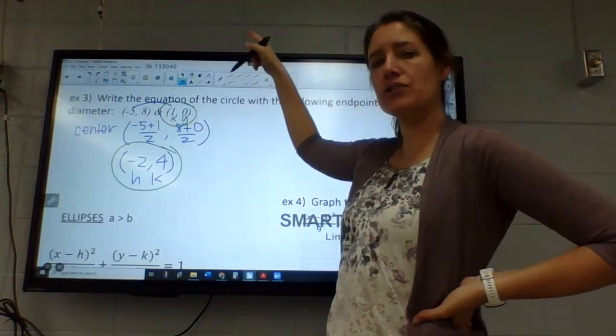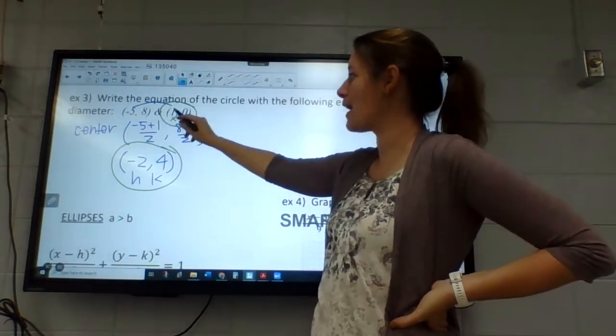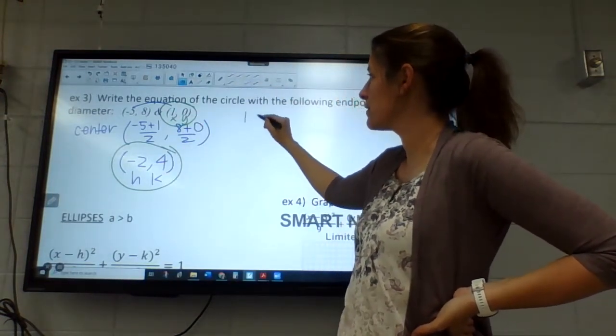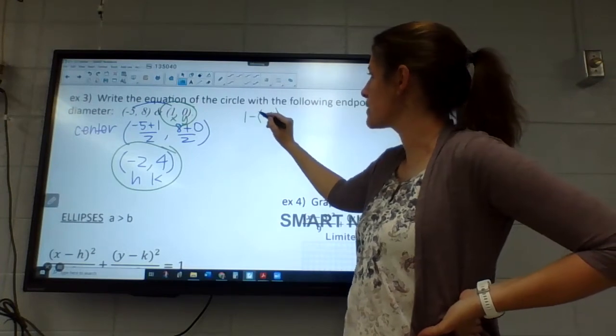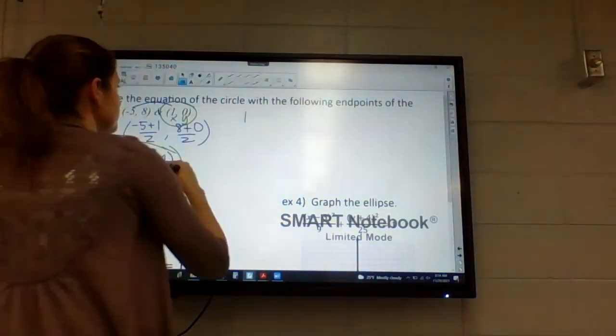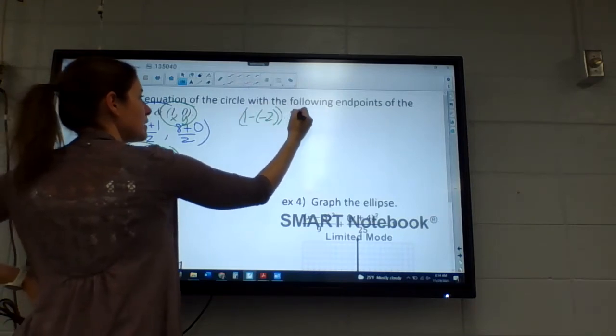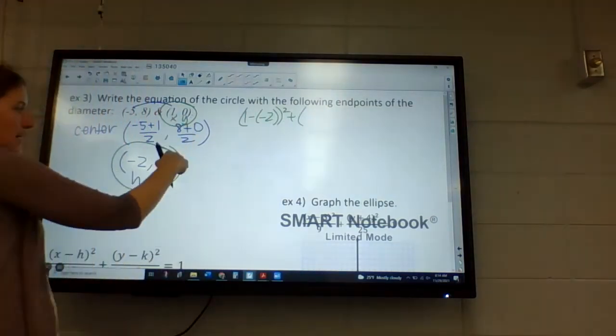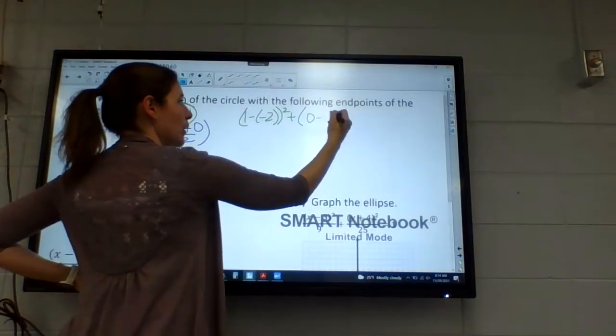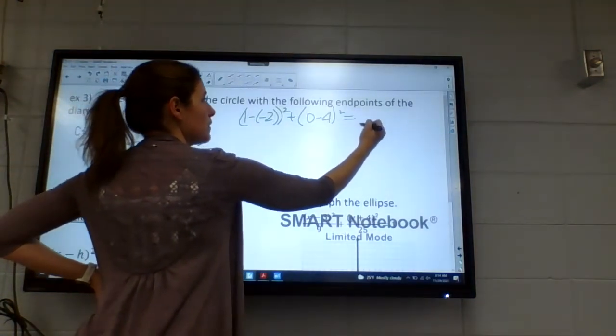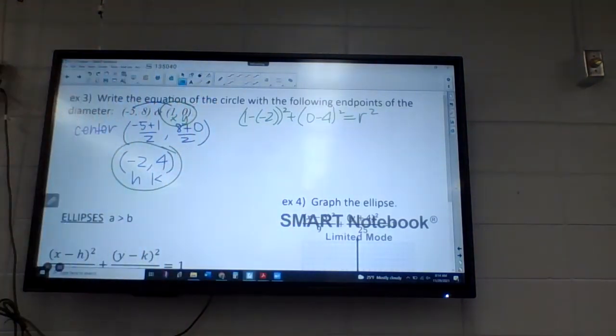So we use our circle equation that was up there, so it's x minus h, oops, that should be 2, squared plus y minus k squared equals our r squared. You just have to pick one of the 2 points and then the center.